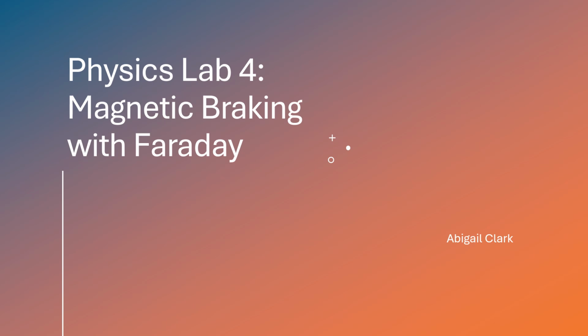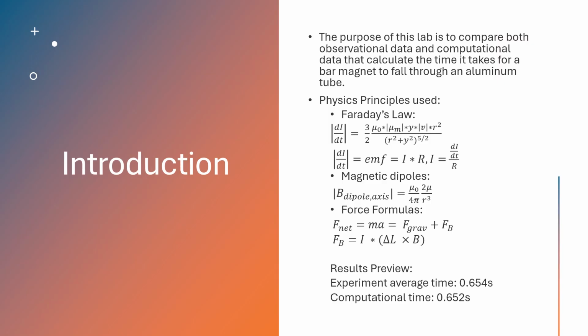My name is Abigail, and today I'm going to be talking about my Physics Lab 4 on magnetic braking with Faraday's Law. The purpose of today's lab is to compare both observational data that we collect through an experiment and computational data that will calculate the time it takes for a bar magnet to fall through an aluminum tube.